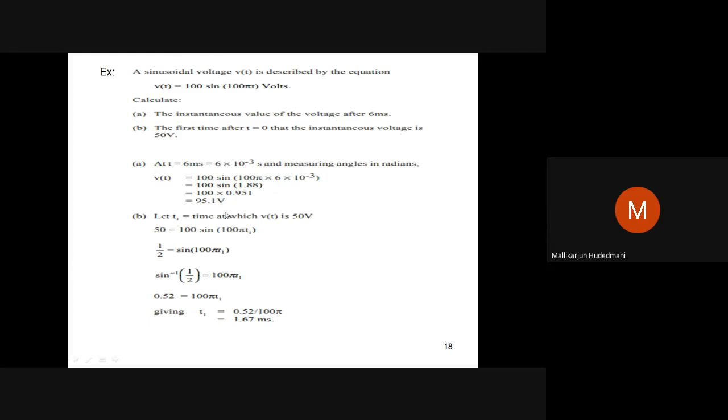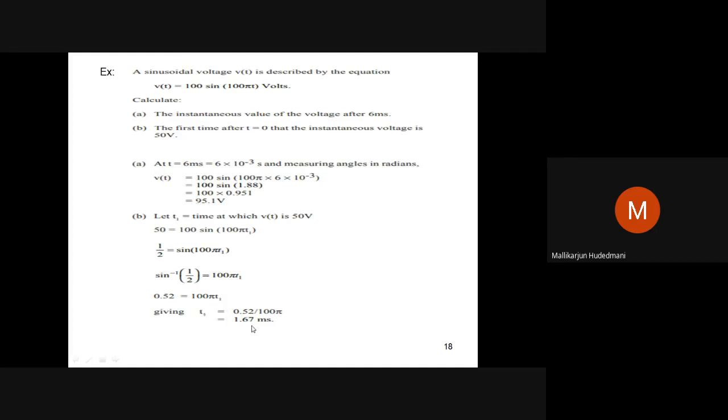Straightforward calculation. Then what is the second one? The first time after t equal to 0, the instantaneous voltage is 50. What is the time? So it is given that 50 volt is first viewed after the zero crossing, t equal to 0, and later 50 is noticed. When is that possible? Equate this equation with the value of 50. You can see here 50 equal to 100 sine 100 pi t. What is this t? Just cross multiply, take the inverse sine, divide, and get the value of time.